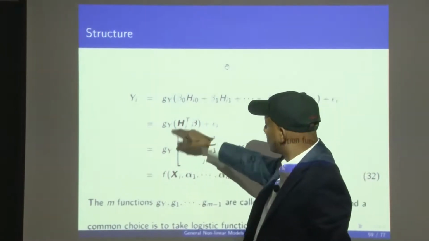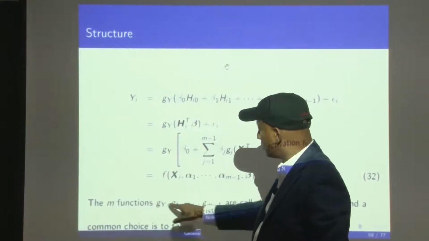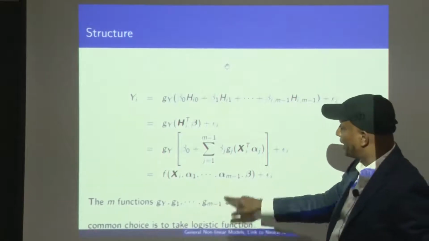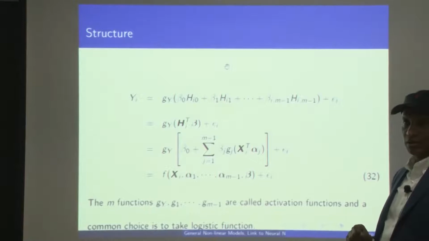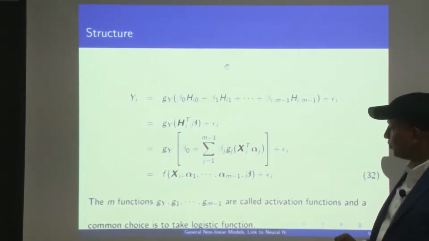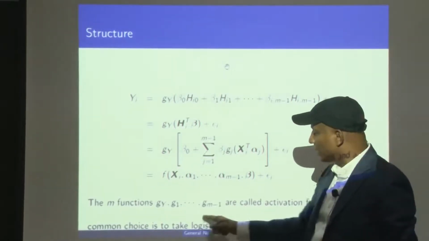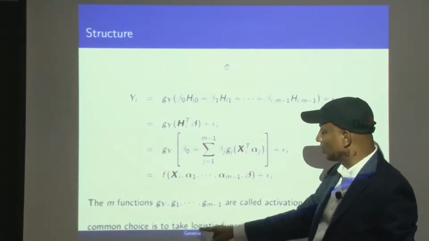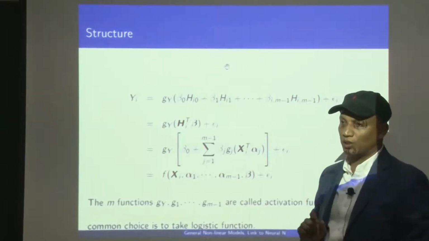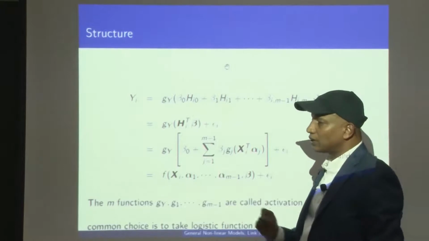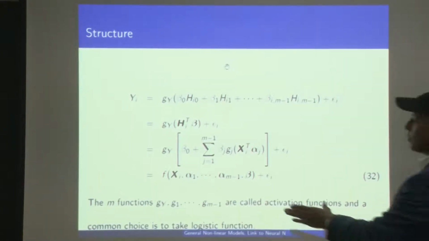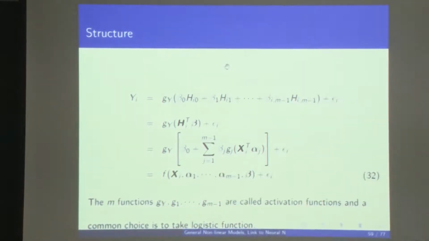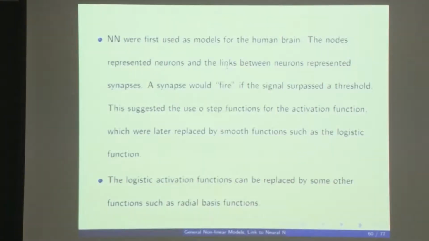Typically, these functions g1, g2, up to g_{m-1} are called the activation function. So a common choice for the activation function is the logistic function. Why is it logistic? Everybody is clear, right? This is nothing but a nonlinear model, whatever we studied.